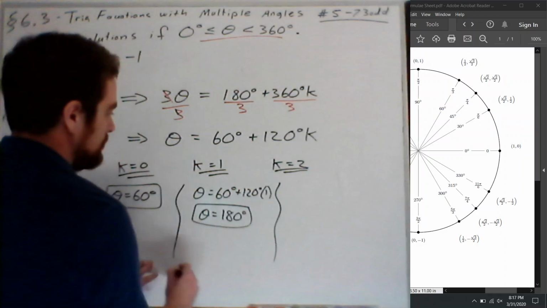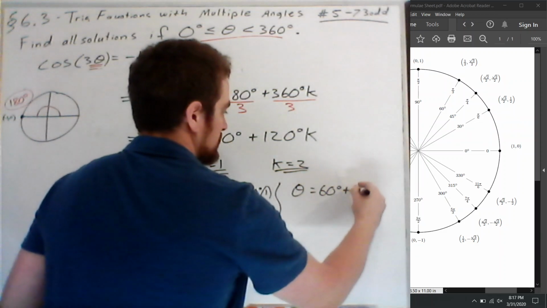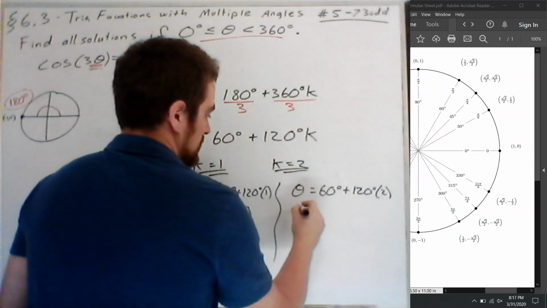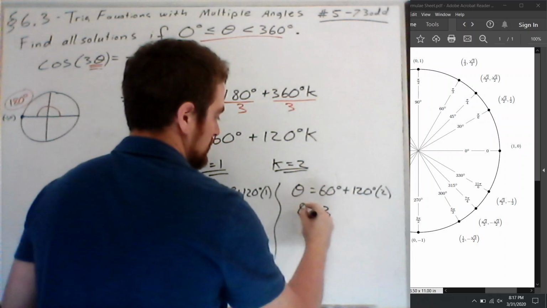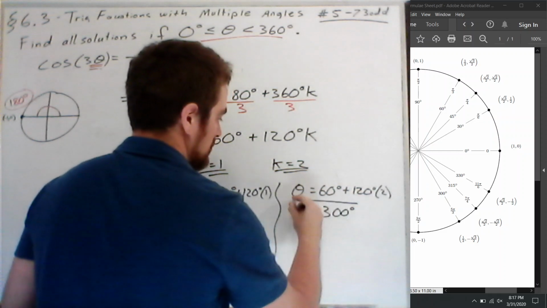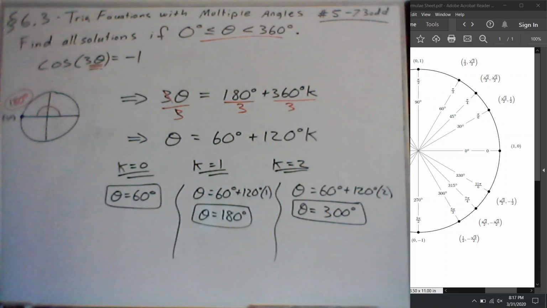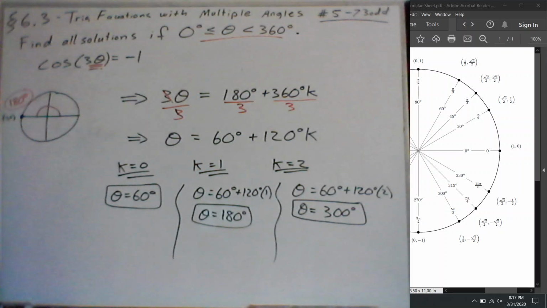And of course, k equals 2. We're looking for theta equals 60 degrees plus 120 degrees times 2, which is 240 plus 60, so theta must be 300 degrees. Again, still less than 360, so we're good. So this gives us all the solutions that we can find for theta between 0 and 360 degrees.